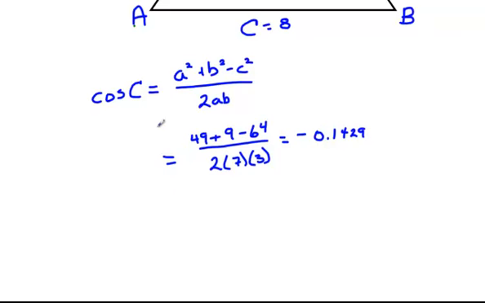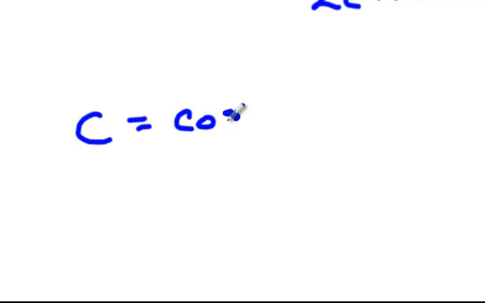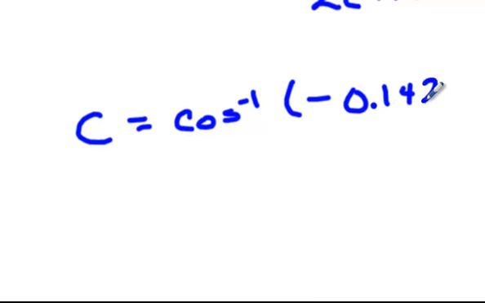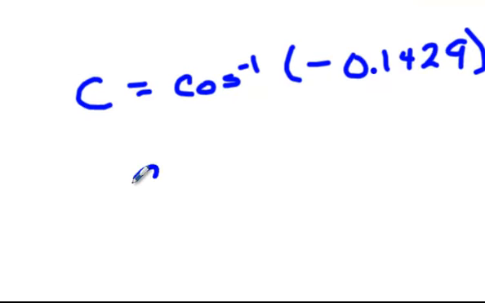Okay, remember, I want the angle C, but I have a number. So how do we move between the number and the angle? Well, we use the arc function. So inverse cosine, or arc cosine, of negative 0.1429. And if you put that into your calculator, we're then able to get an angle for C. So C is then equal to 98.21.